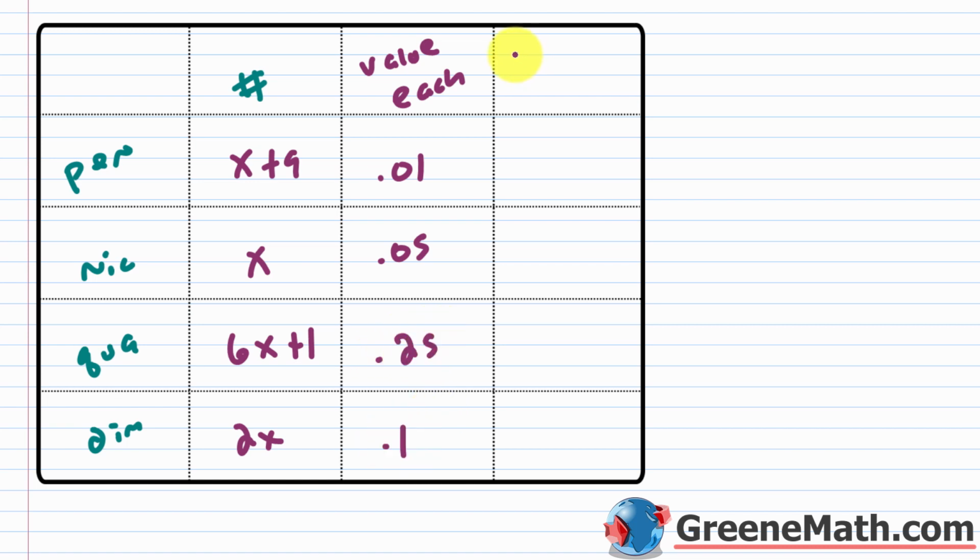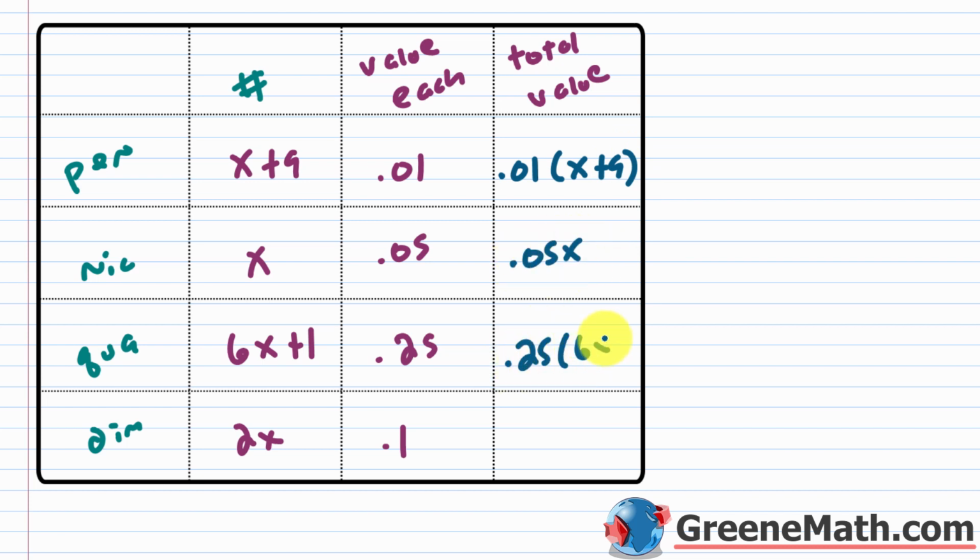So again, for the total value, you're just going to multiply across. So this is going to be 0.01 times the quantity x plus 9. This will be 0.05x. This will be 0.25 times the quantity 6x plus 1. And this will be 0.1 times 2x. Let's just go ahead and say this is going to be 0.2x.